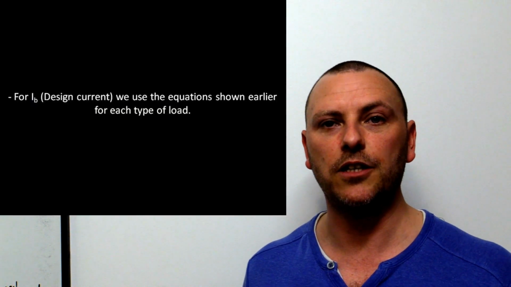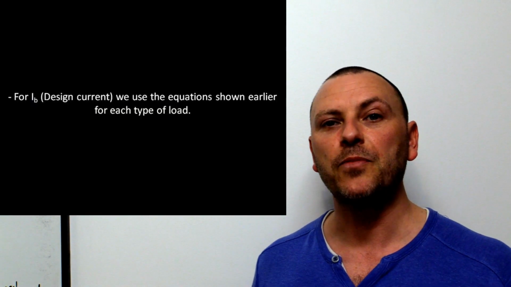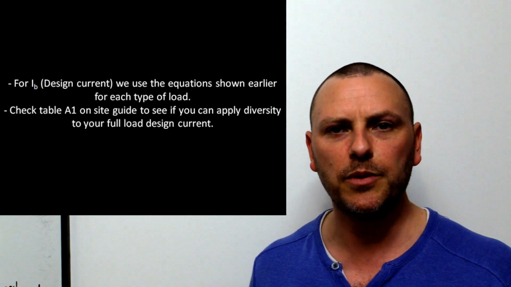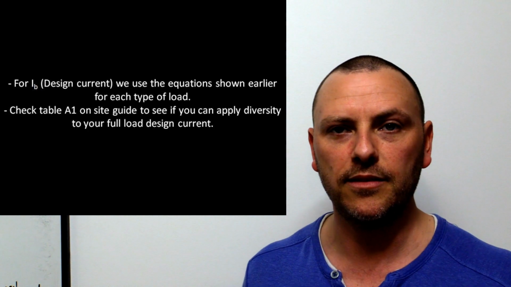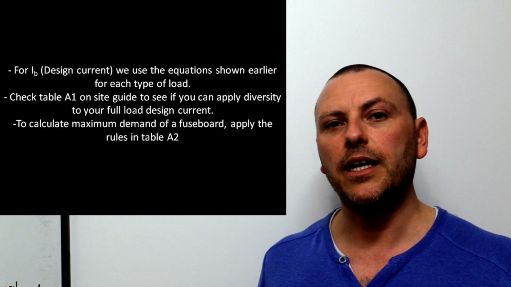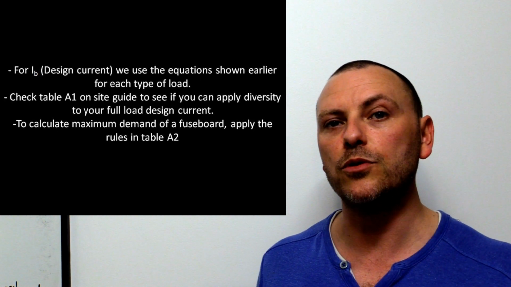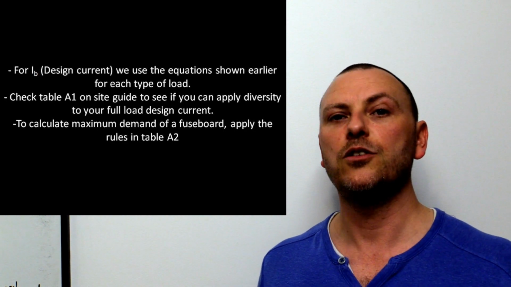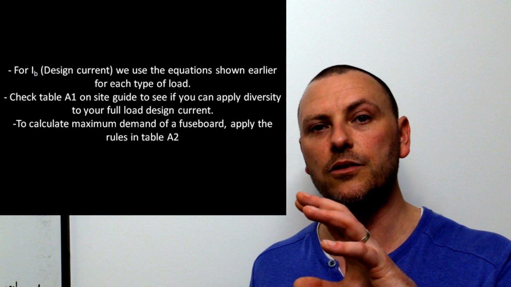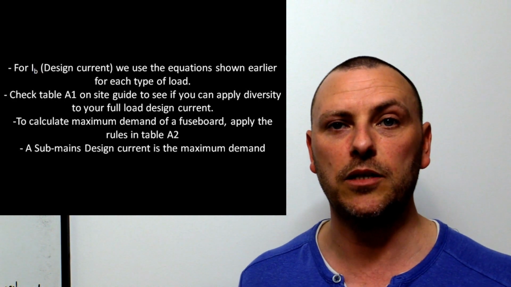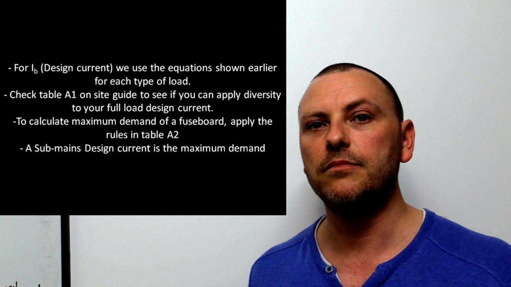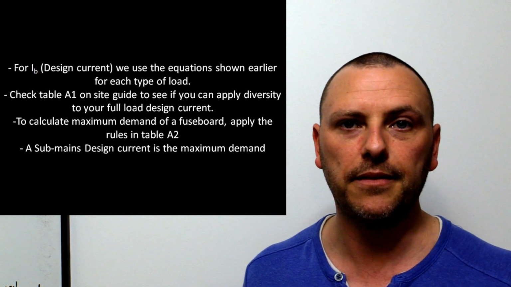So let's run through the rules and wrap these up with some statements. To calculate your design current for a final circuit, you use the equations that we went through at the beginning. Then, if you want to see about diversity, can you apply diversity? You use the rules in Table A1 of the On-Site Guide. If you're calculating maximum demand for a fuse board, or maybe a property, house, or a flat, then you use the rules in Table A2 of the On-Site Guide. So you would take the circuits' design currents, apply those rules, then add them all up, that's your maximum demand. Incidentally, a submain is very similar because a submain's design current is the maximum demand. So that's how you'd get there.